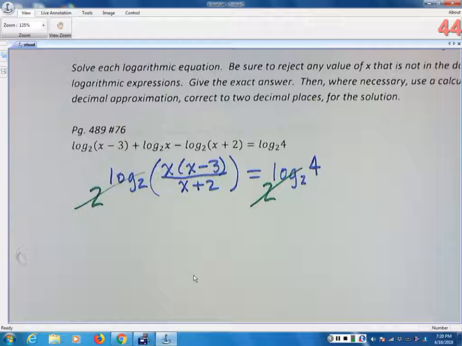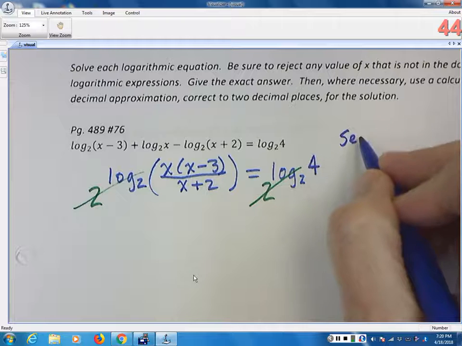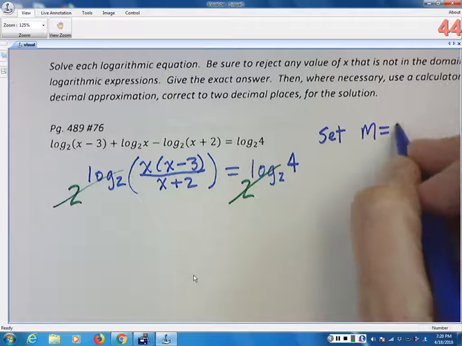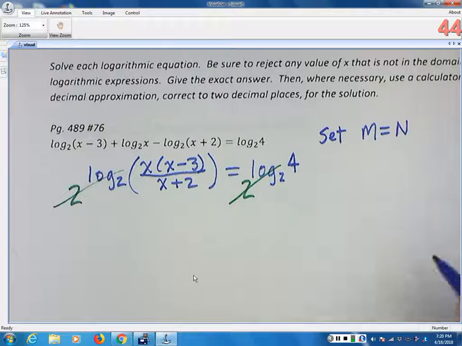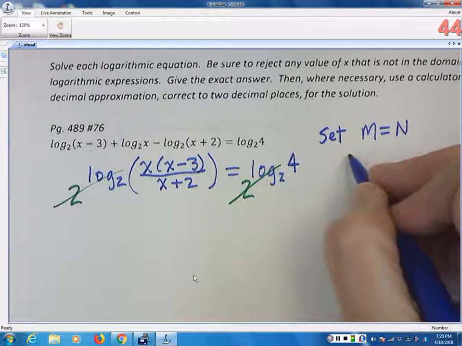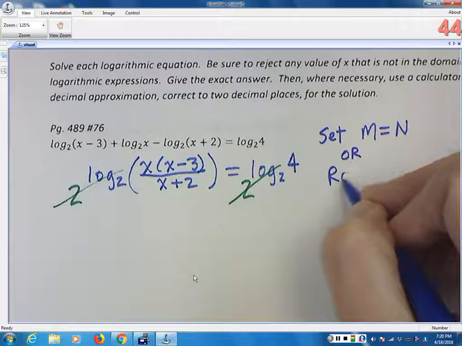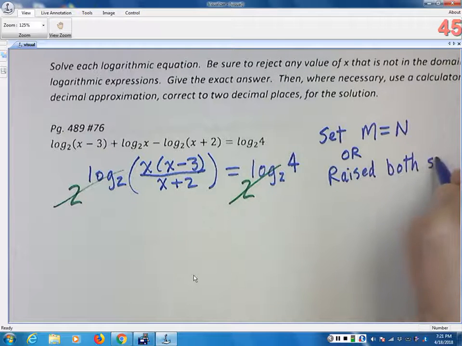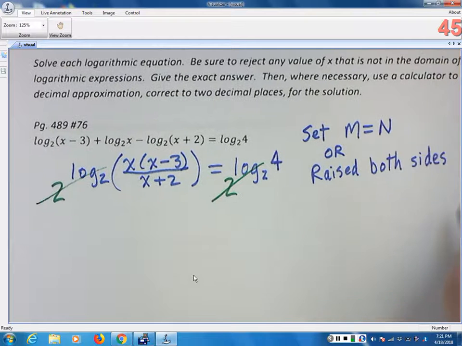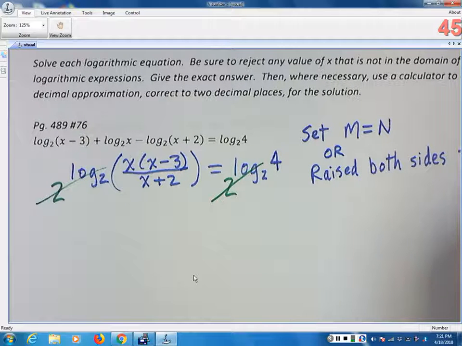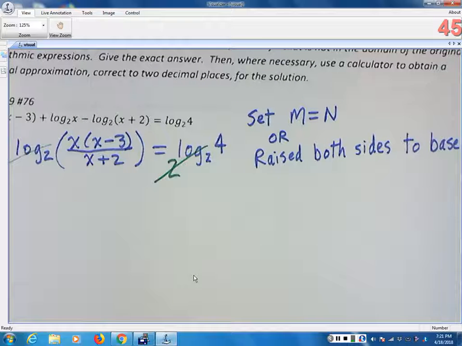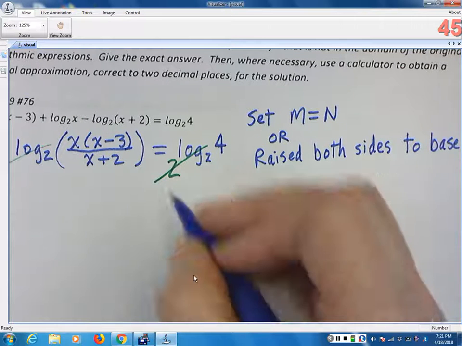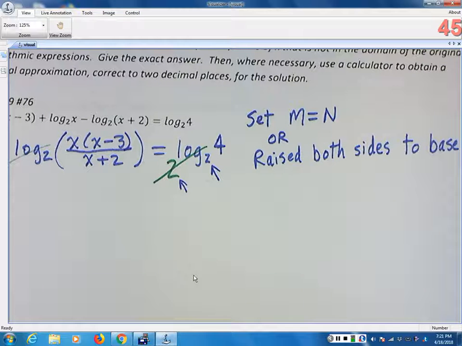So you set the insides equal because we had a single log equals a single log, or because it was log base 2, we raised both sides. We had to raise the entire sides to base 2 to cancel out the log base 2. Because then we had a 2 and a 2, and it canceled. So either way you want to do it, base 2.